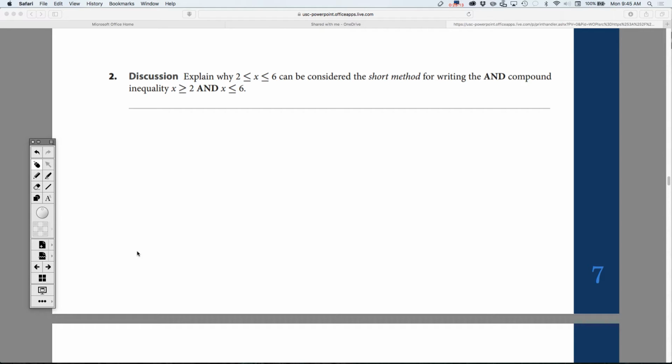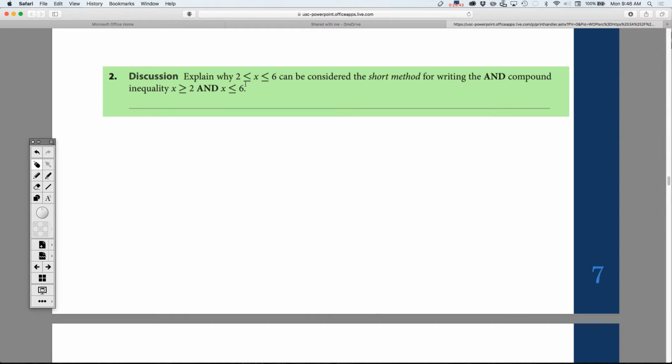Okay, discussion. Explain why 2 less than or equal to x less than or equal to 6 can be considered the short method for writing the compound inequality of x greater than or equal to 2 and x is less than or equal to 6. So a few times already today I've solved it both ways. So why is solving it this way the short method, whereas this one's the long one? You have to split them up and go back together. Okay. So if you start out with this one, you would have to put it back together at the end, most likely. What else?